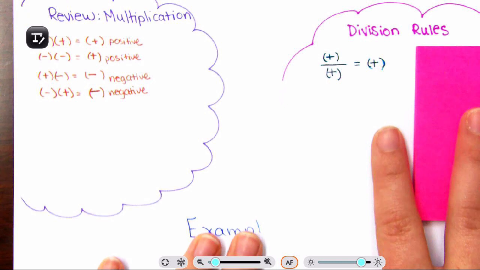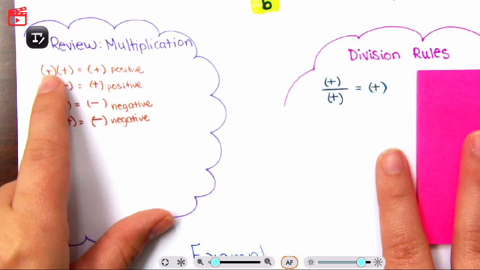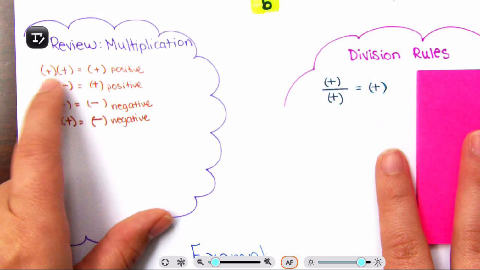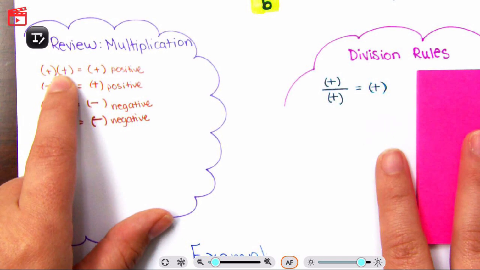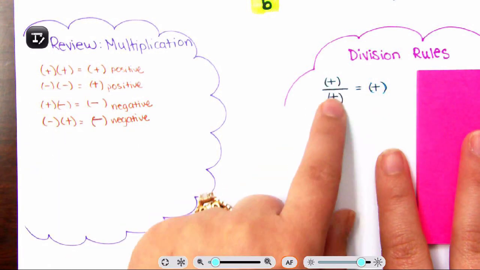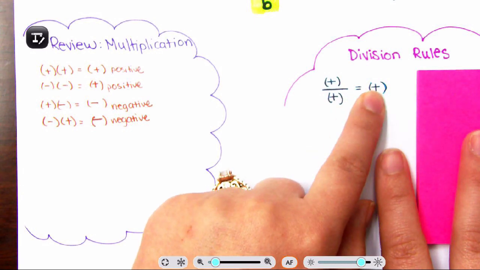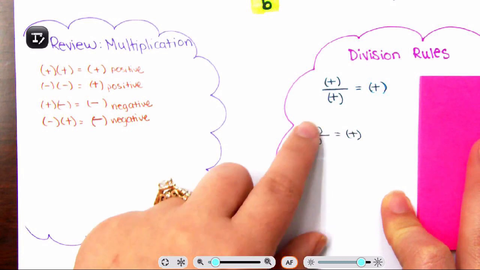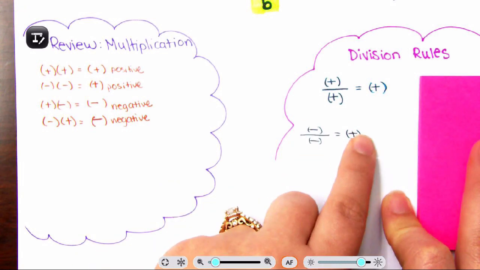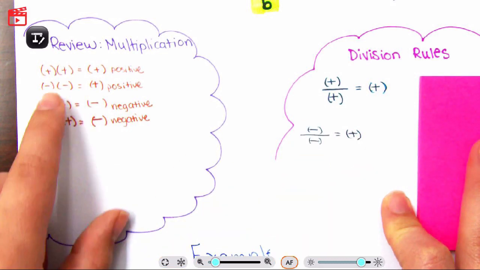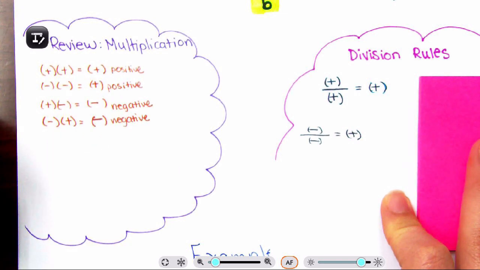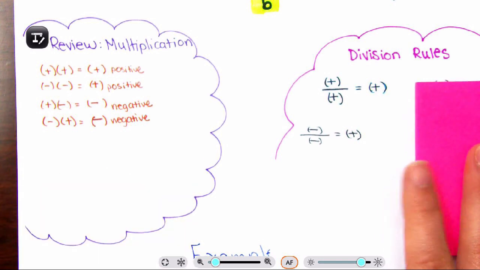Let's look at our multiplication. If you multiplied two positives, if both numbers are positive, your answer is positive. Okay, let's try another one. If both numbers are negative, your answer is positive. So far, everything's the same for multiplication and division. Let's see if there's any changes here.